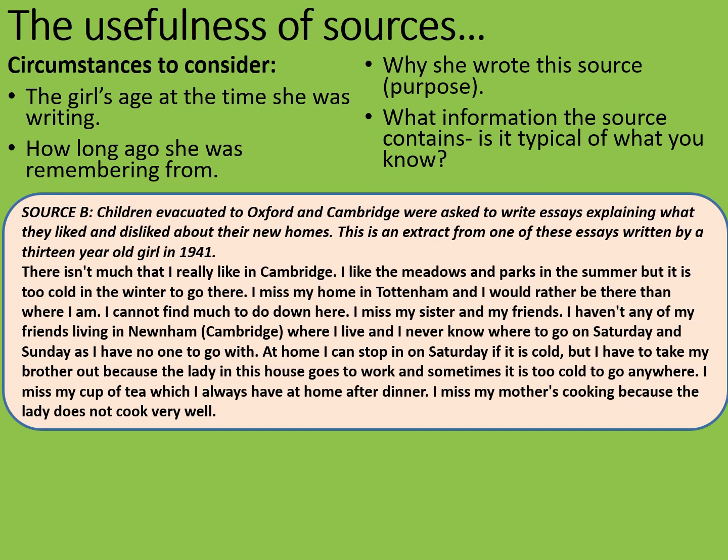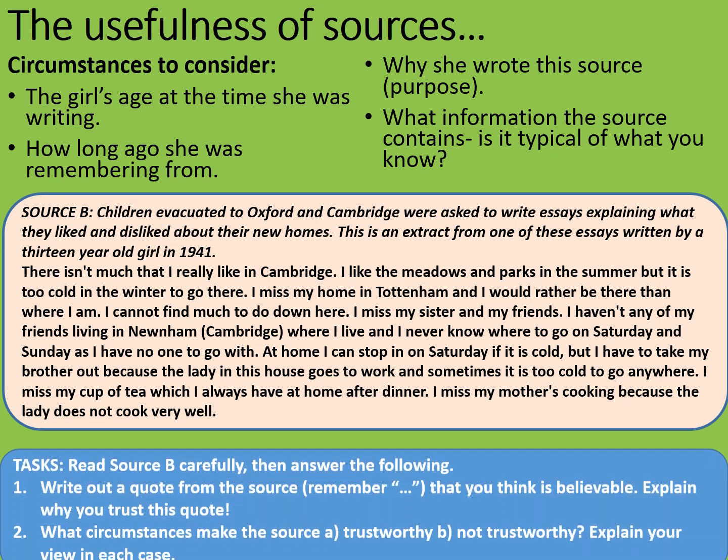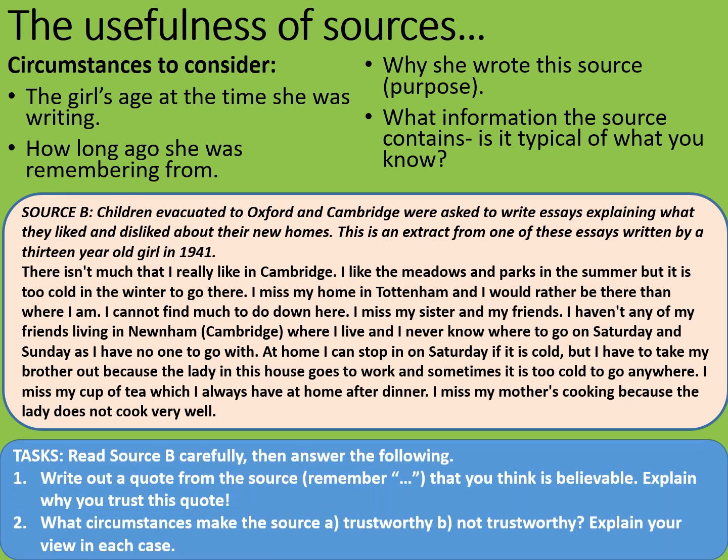Jim Woods' account seemed to be quite positive. This one not so much. But that doesn't necessarily make it less useful or less believable. So similar tasks again. Read source B carefully and the circumstances to consider. Write out a quote again, remembering your quote marks. And then again, explain what circumstances might make this source trustworthy or believable and not trustworthy and not believable. Explain your view in each case. Again, pause the video while you do this.